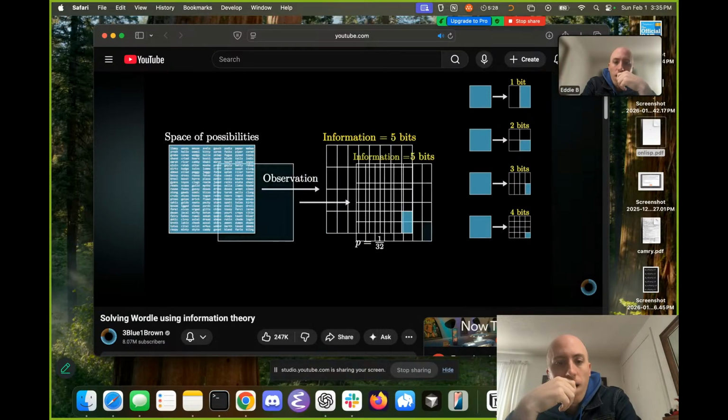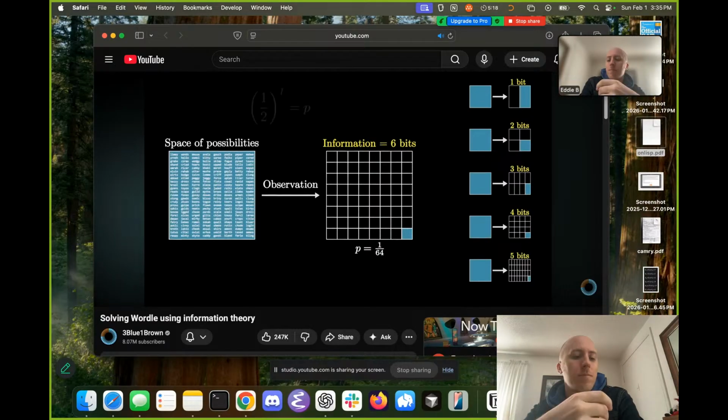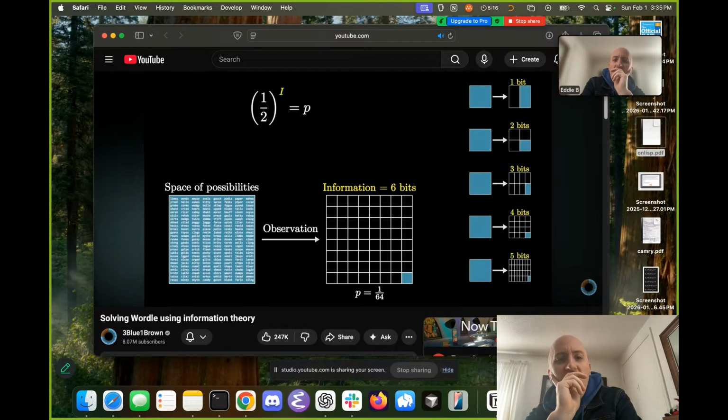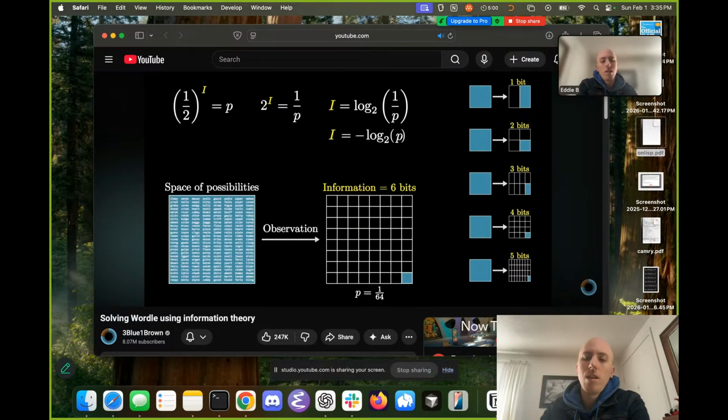So now is when you might want to take a moment and pause and ask for yourself, what is the formula for information, for the number of bits in terms of the probability of an occurrence? Well, what we're saying here is basically that when you take 1/2 to the number of bits, that's the same thing as the probability, which is the same thing as saying 2 to the power of the number of bits is 1 over the probability, which rearranges further to saying the information is the log base 2 of 1 divided by the probability. And sometimes you see this with one more rearrangement still, where the information is the negative log base 2 of the probability.